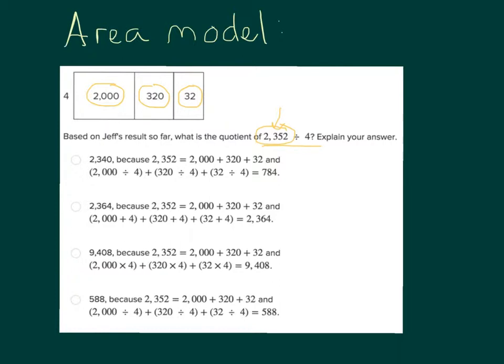Okay, so when he divides 2,000 by 4, 4 goes into 20 5 times, and there would be 2 zeros. In other words, I know that 4 times 500 makes 2,000. So that means that 2,000 divided by 4 is 500. Okay, so we're looking right there. And now let's look at 320. 320 divided by 4 is, well, 4 goes into 32 8 times, so it's going to be 80. And then 32 divided by 4 is 8. So that's what he came up with. So if you add those up, 500 plus 80 plus 8, you're going to get 588.